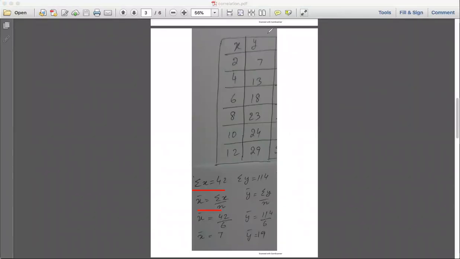And after that, find the sum of all the values of y. It comes to 114. The formula is very easy to find the mean. How can we find? X bar is equal to summation x divided by n. N means how many values of x? You can count it. It is very easy. These are 6 values. And similarly, find the mean of y values. And this is also very easy.